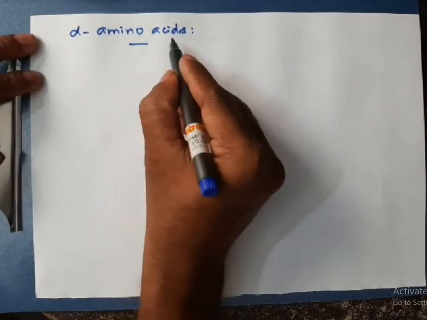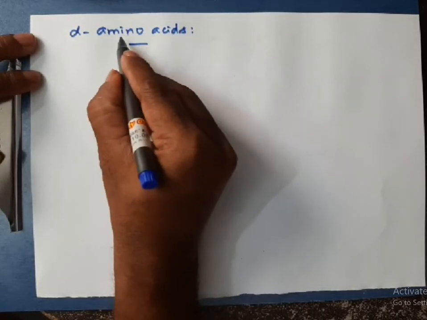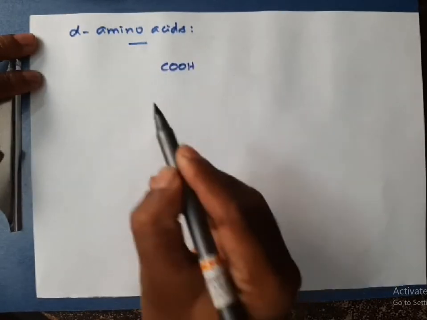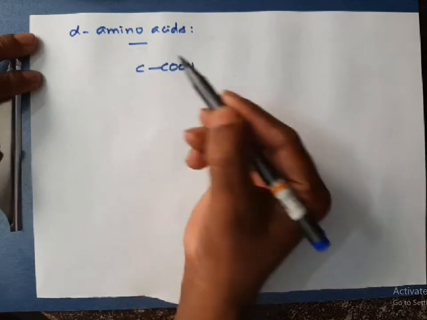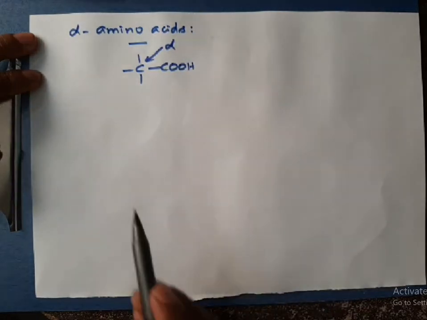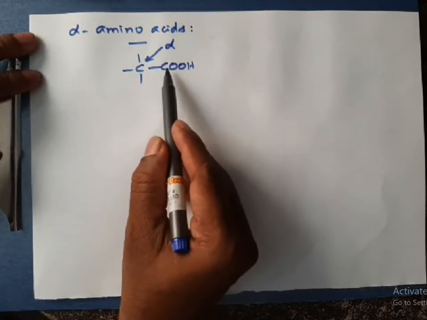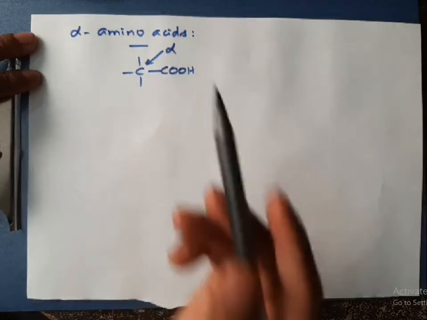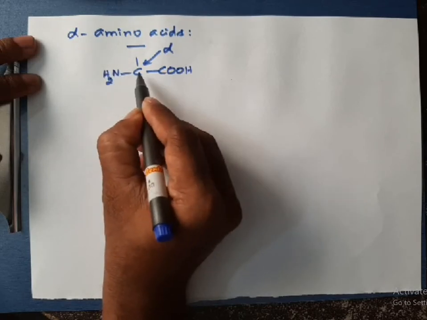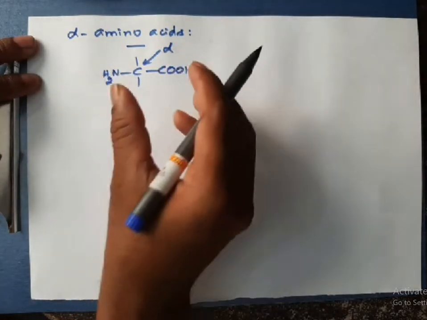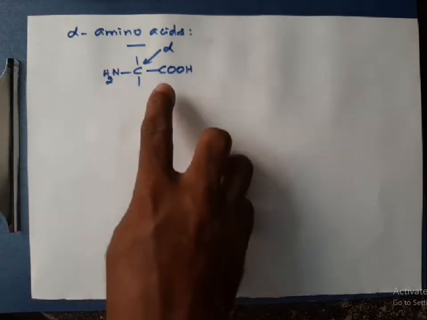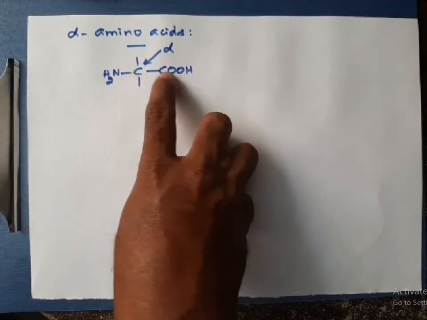As the name suggests, amino acids consist of an amino group and an acid group. So we have a carboxylic acid group, and the carboxylic acid group is attached to a carbon. That carbon is what we call the alpha carbon. The carbon to which the carboxylic acid group is directly attached is called the alpha carbon. If the amino group is also attached to the same carbon, we call those amino acids alpha amino acids. So alpha amino acid means the carboxylic acid and amino group are both attached to the same carbon atom.